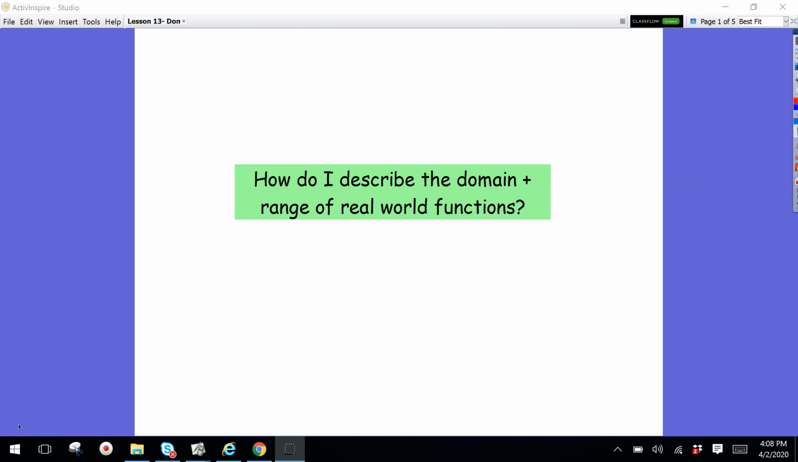So in this video, we're going to be discussing how do we describe the domain and range of real-world functions. So mainly what we're going to be looking at is word problems.